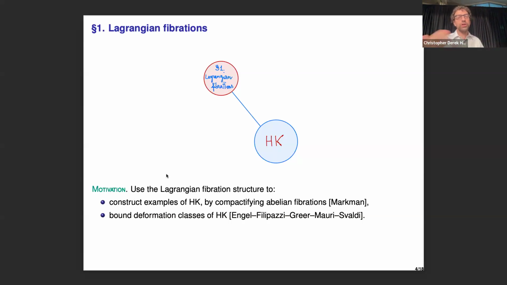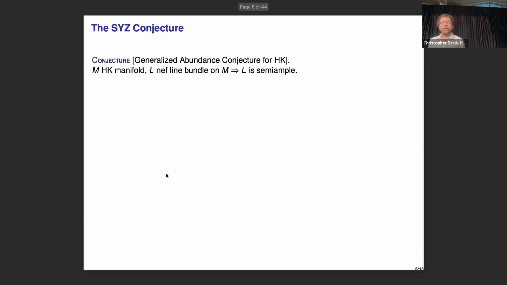And there are some conjectural bounds also on other things, but anyway, so this is a result by Engel, Filippazzi, Grieve, Mauri, and Svaldi, and I think, as I said, Phil will talk this afternoon. So let's start with this one. What is the main conjecture about hyper-Kähler manifolds and Lagrangian structure?